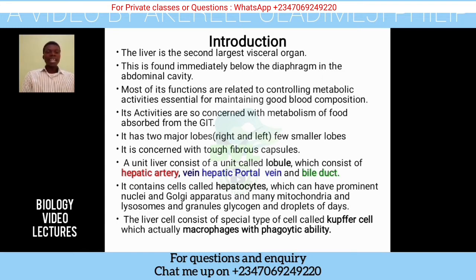So let's move on. Now, the liver also contains a special type of cell called Kupffer cells, which are actually macrophages with phagocytic ability. They have the ability to engulf bacteria and some other things that come into the liver. So that's one of the ways the liver helps to fight against diseases and destroy harmful things.